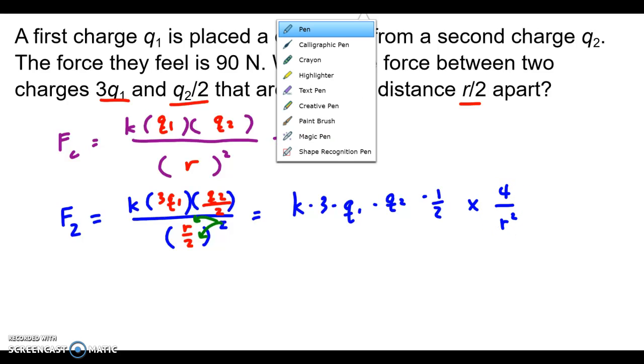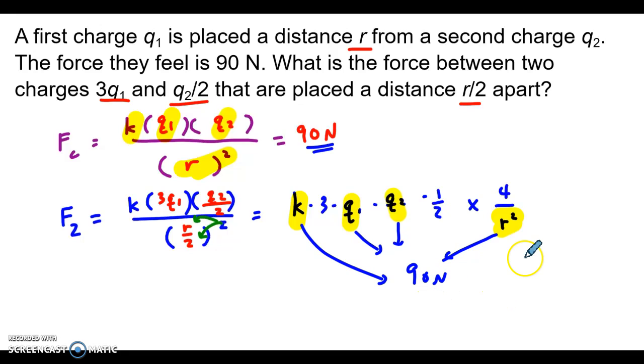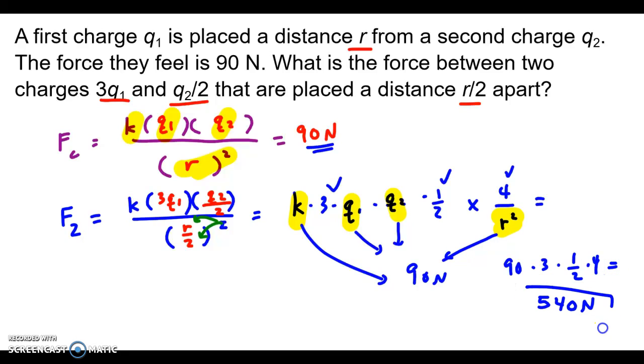And just like before, k q1 q2 over r squared, those four things are equal to 90. So if I calculate this out, I've got 90 times 3 and then divided by 2 times 4. If you do that calculation, 90 times 3 times a half times 4, what you get is 540 newtons. That's our answer.